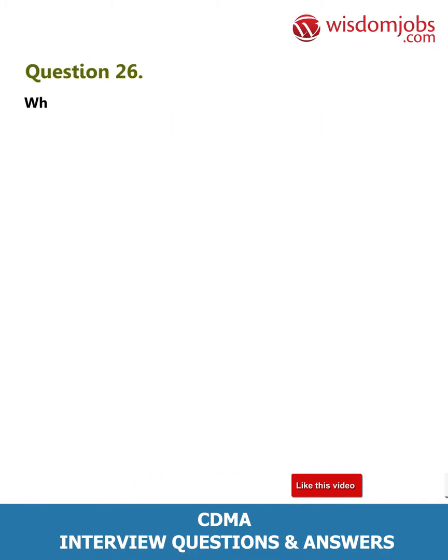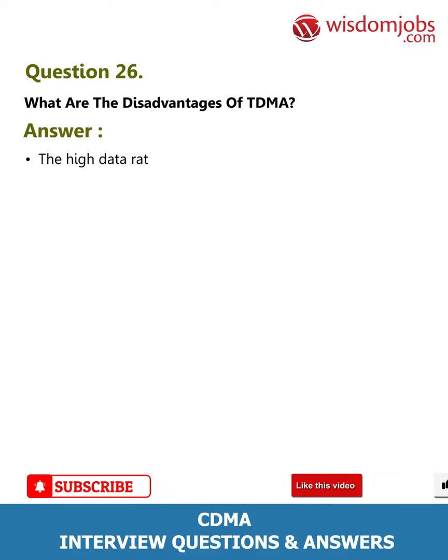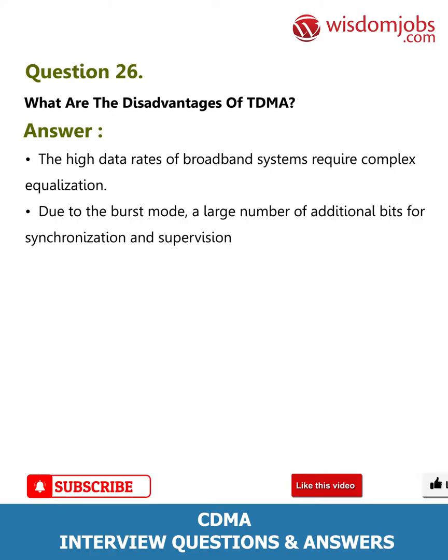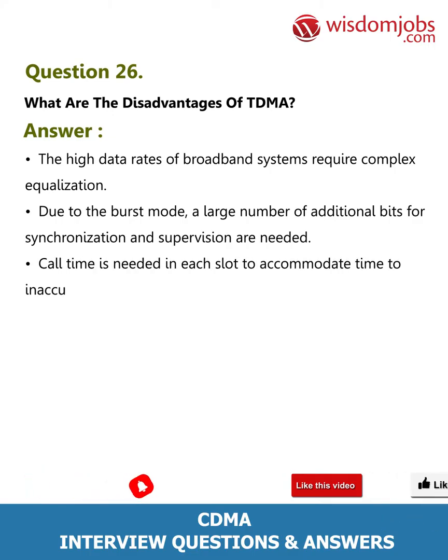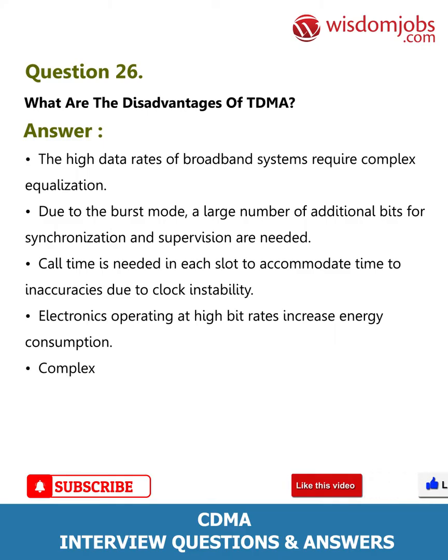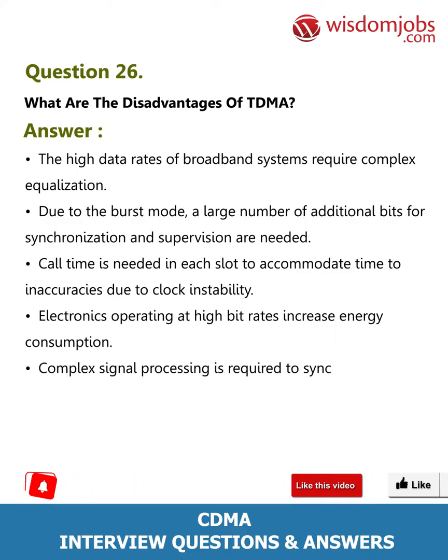Question 26. What are the disadvantages of TDMA? Answer. The high data rates of broadband systems require complex equalization. Due to the burst mode, a large number of additional bits for synchronization and supervision are needed. Guard time is needed in each slot to accommodate timing inaccuracies due to clock instability. Electronics operating at high bit rates increase energy consumption. Complex signal processing is required to synchronize within a short slot.